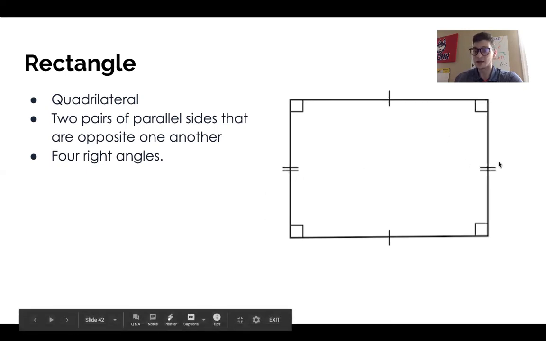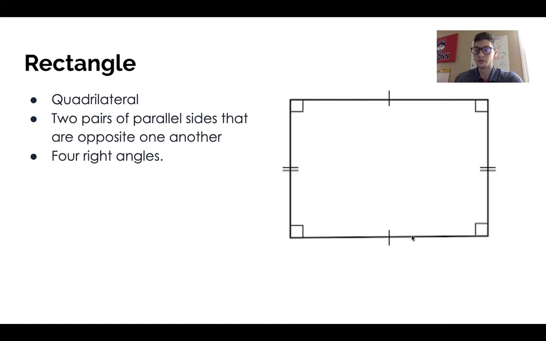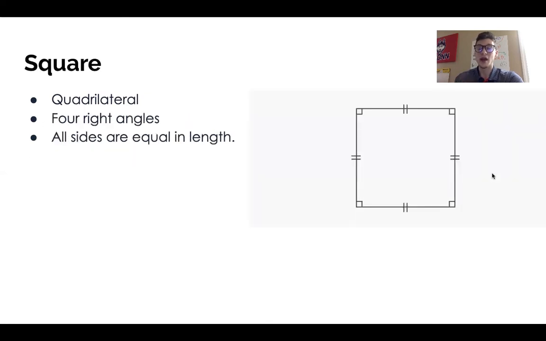The opposite sides are equal, okay? But you can see here, this top side and bottom side are not the same or equal length as the left side and the right side, okay? A square, on the other hand, is a quadrilateral with 4 equal sides. So I can see that indicated in this shape because it has the same number of lines on each side of the square, okay? And a square also has 4 right angles as well, okay?